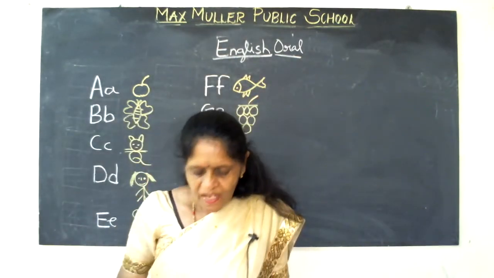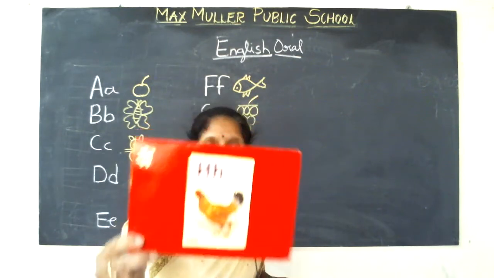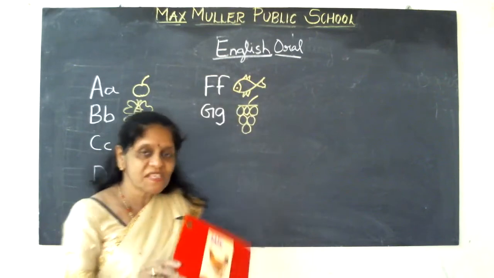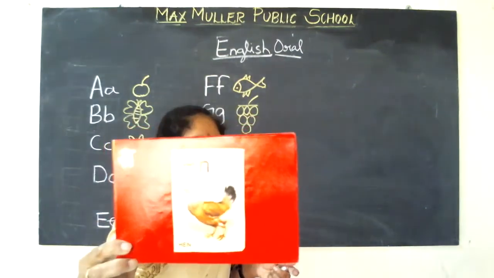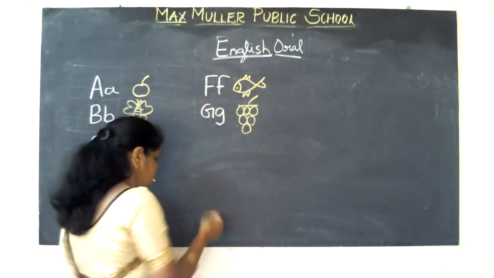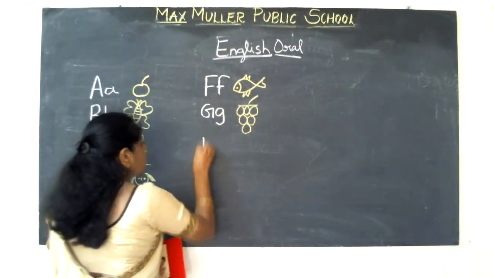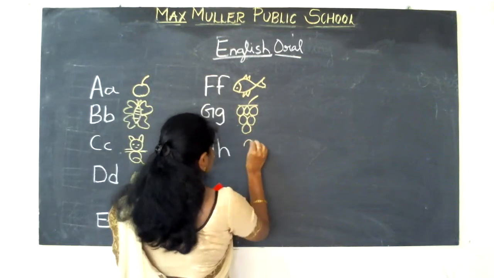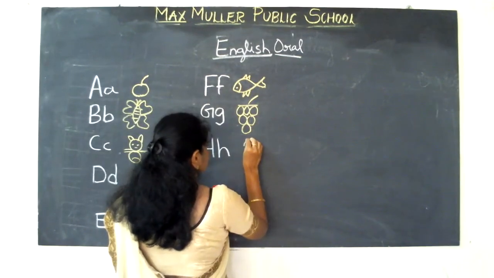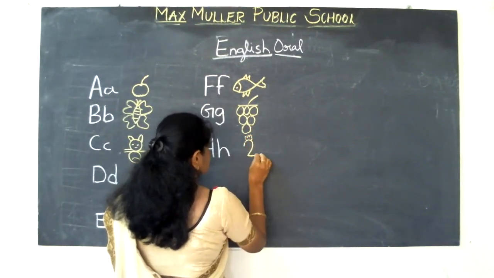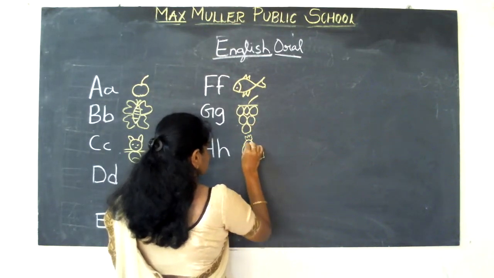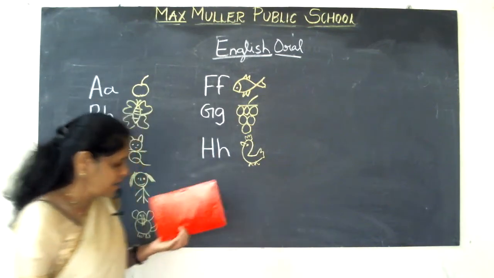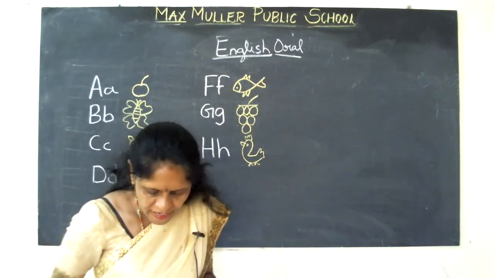Next, children. H. Capital H, small h. H for hen. Can you see this hen? Cock-a-doodle-doo. Hen. Yes. Capital H, small h. H for hen.